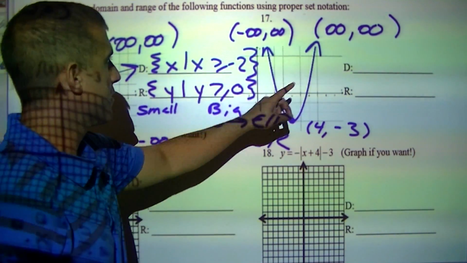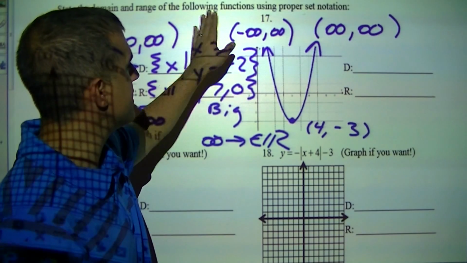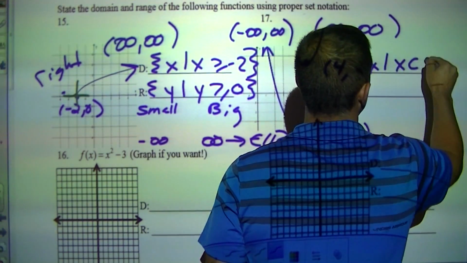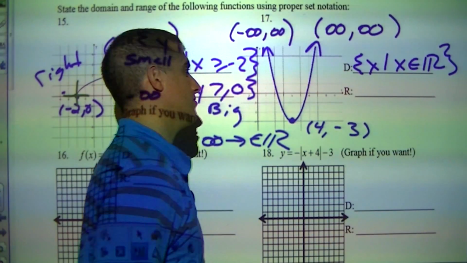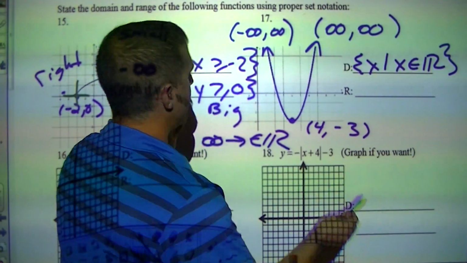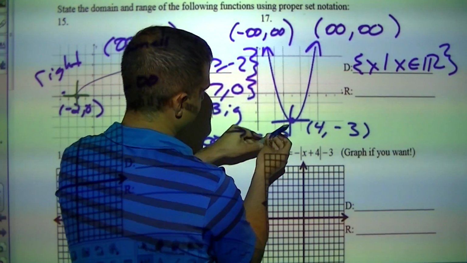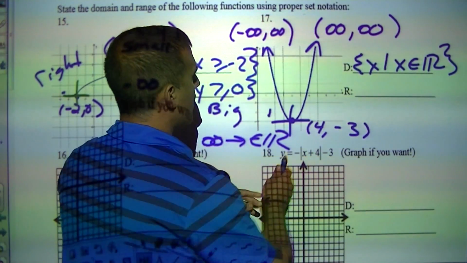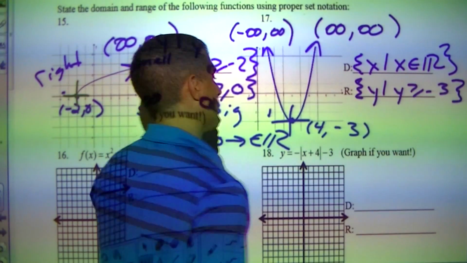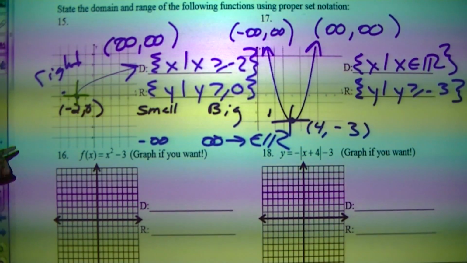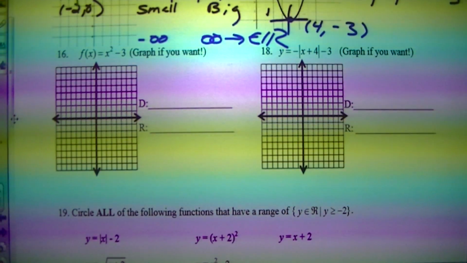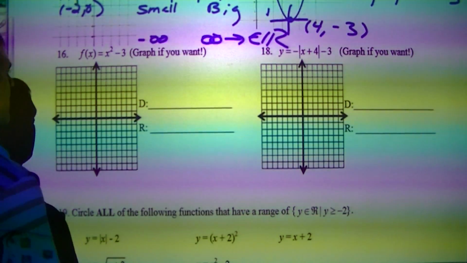So for the domain, smallest x I see is negative infinity, biggest is that. Since that's the case, it's going to be all real numbers. Now for the range, smallest is negative 3, biggest is infinity. So I got to look at this. Since it goes above, that's going to be y is greater than or equal to negative 3 because it goes above. If it would have gone below, it would have been less than. Once again, you're going to graph this. For time's sake, I'm just going to graph this for you.